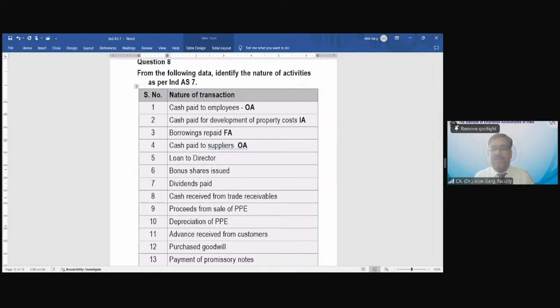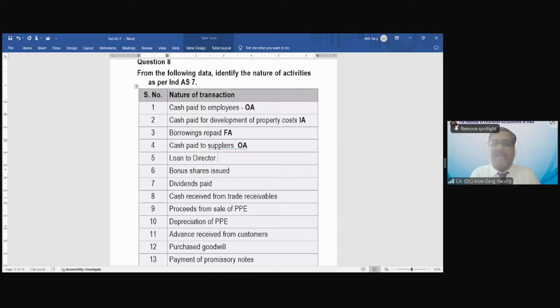Loan given to director. Operating, financing, investing activity? First of all, you think before answering any question. First of all, mute yourself. Let me explain and then you should explain.